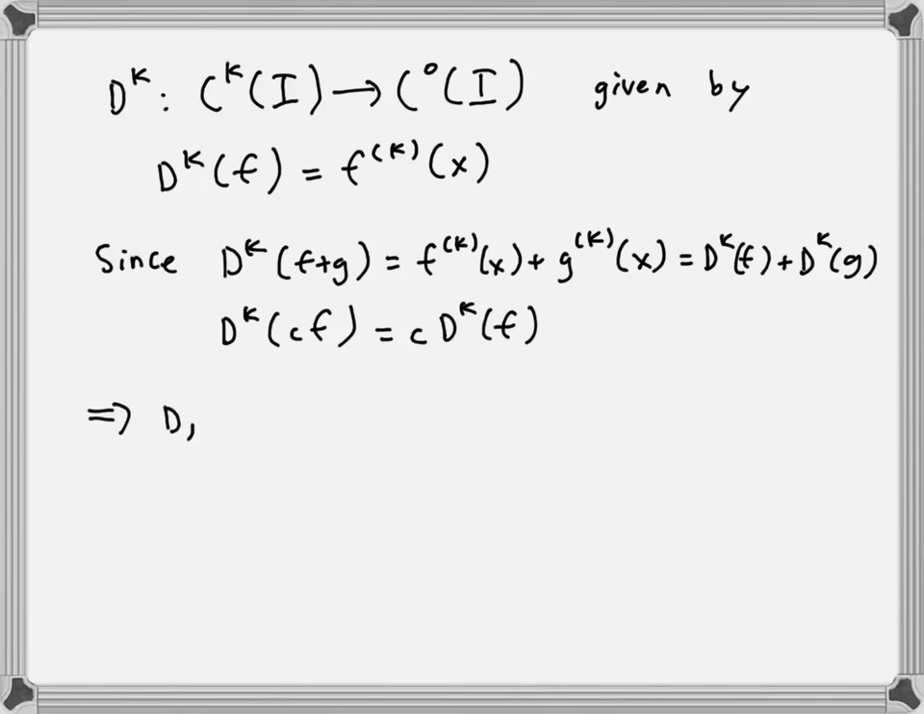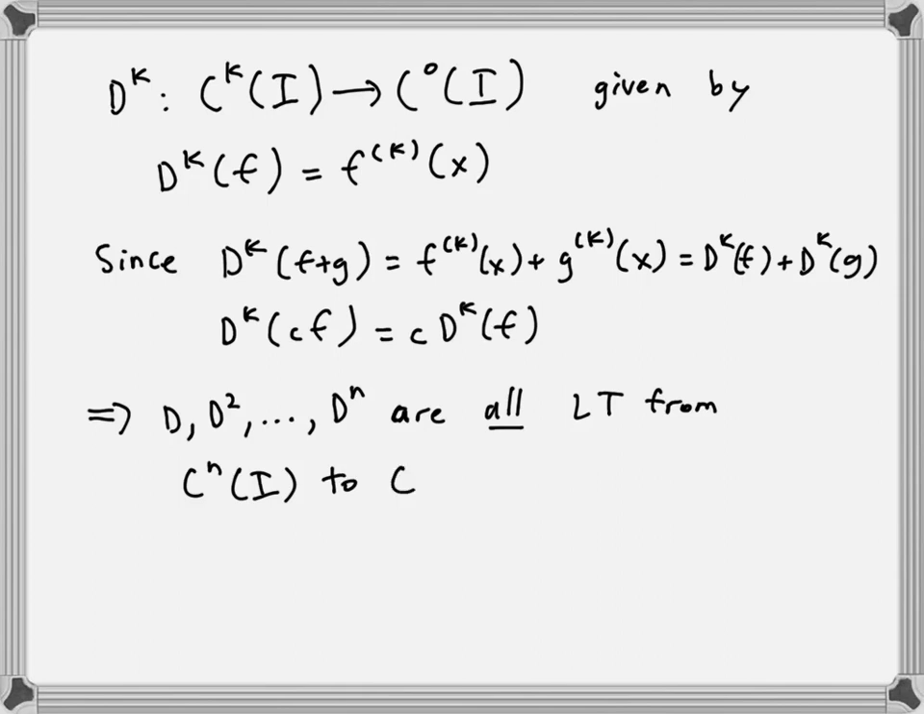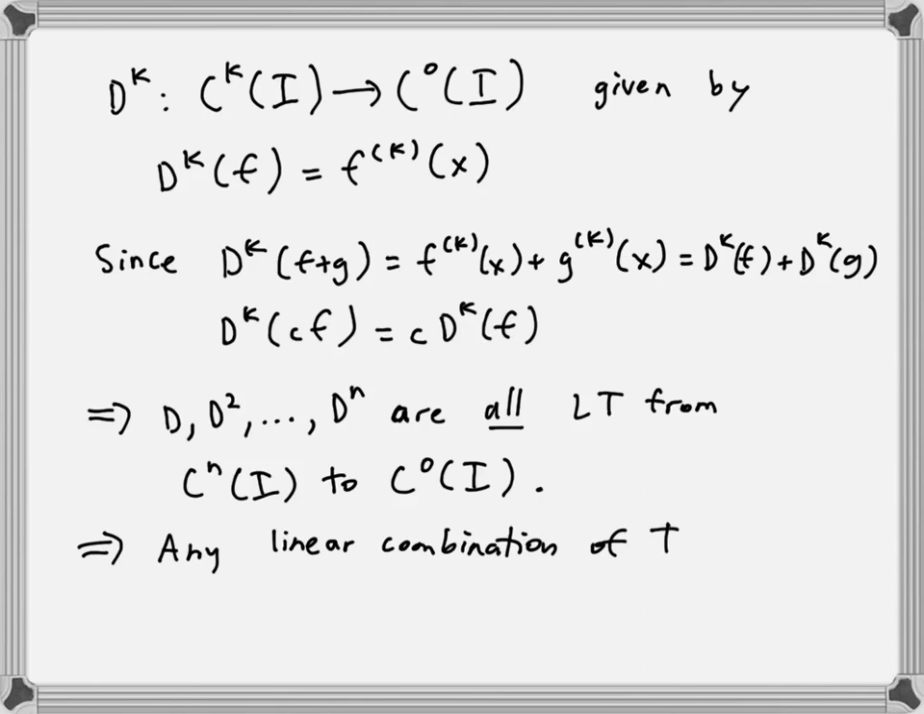So this means that every single D to any power you want are all linear transformations from C to the n of I to C to the 0 of I. So since they're all linear transformations, it's also true that any linear combination of them is also a linear transformation.